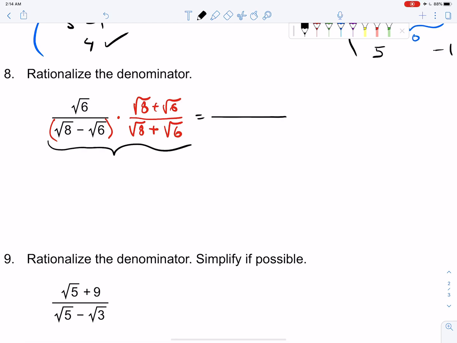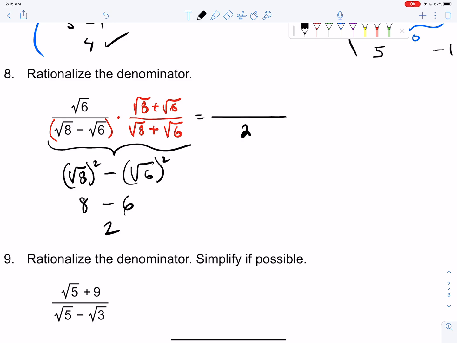Well, we just went through it. When we multiply that, we know it's going to be the square root of 8 squared minus the square root of 6 squared, and all the middle stuff goes away. Square root of 8 squared is 8. Square root of 6 squared is 6. 8 minus 6 is 2. We got a 2 down there. That was beautiful.